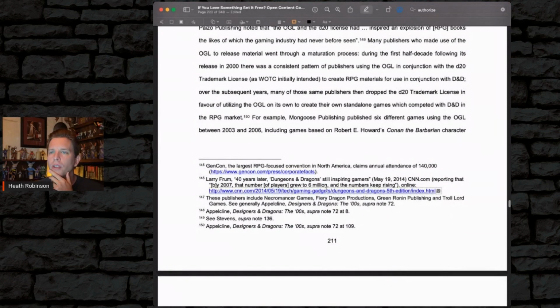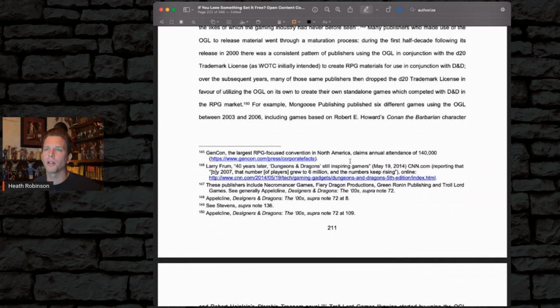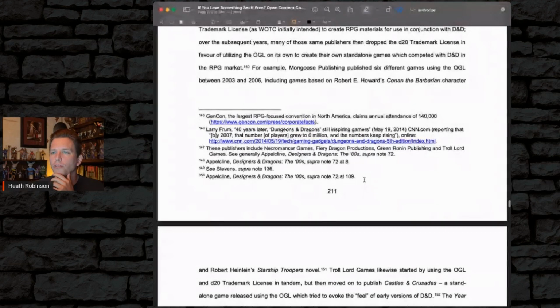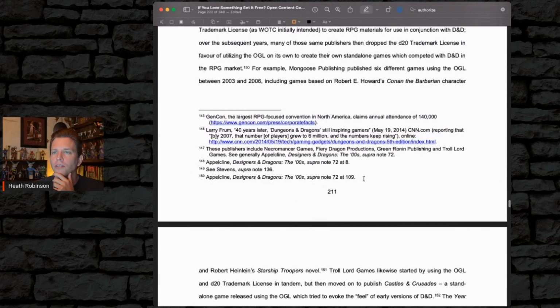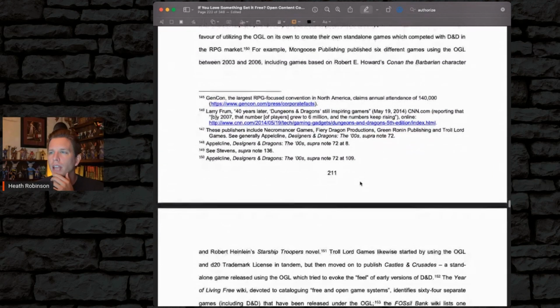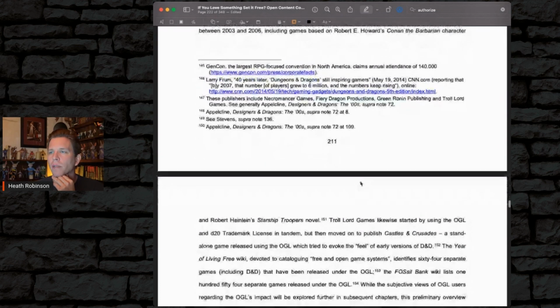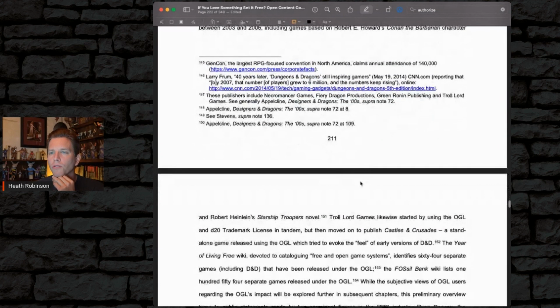Many publishers who made use of the OGL to release material went through a maturation process. During the first half decade following its release in 2000, there was a consistent pattern of publishers using the OGL in conjunction with the D20 trademark license, as WotC originally intended, to create RPG materials for use with D&D. Over the subsequent years, many of those same publishers then dropped the D20 trademark license in favor of utilizing the OGL on its own to create their own standalone games with which to compete with D&D in the RPG market. For example, Mongoose Publishing produced 6 different games using the OGL between 2003 and 2006, including games based on Robert E. Howard's Conan the Barbarian character and Robert Heinlein's Starship Troopers novel.